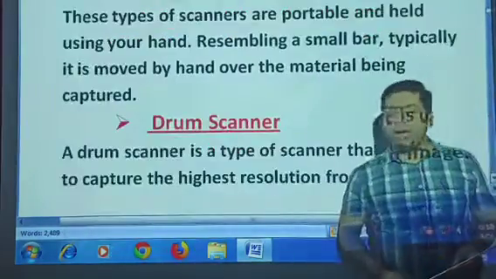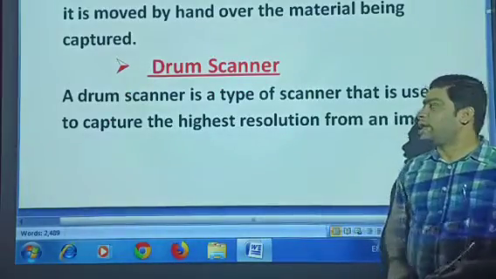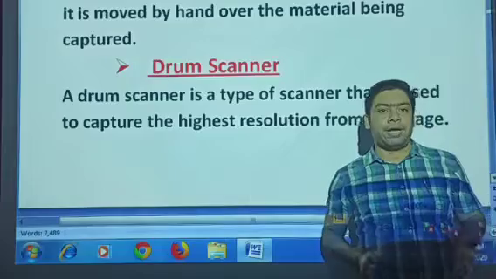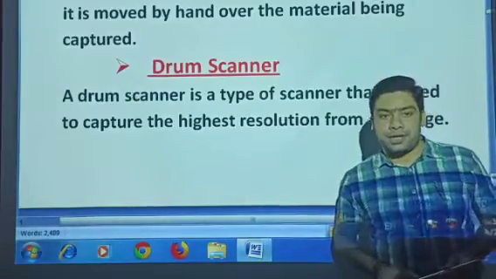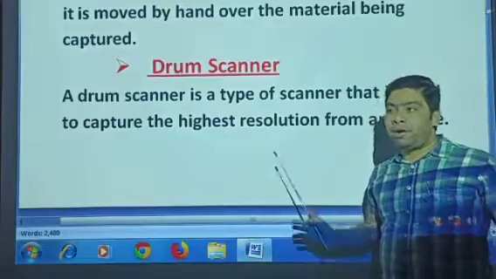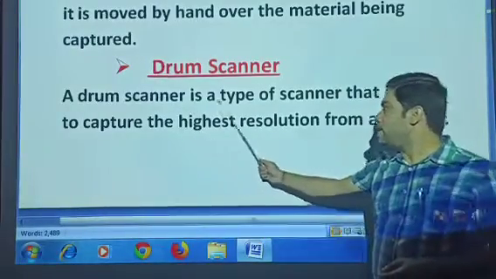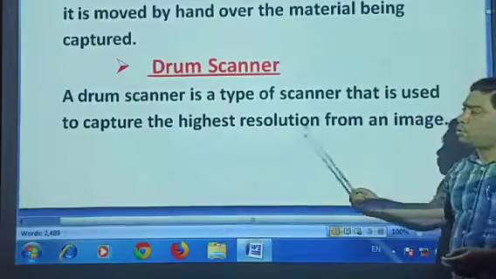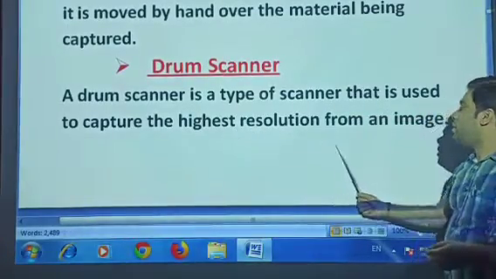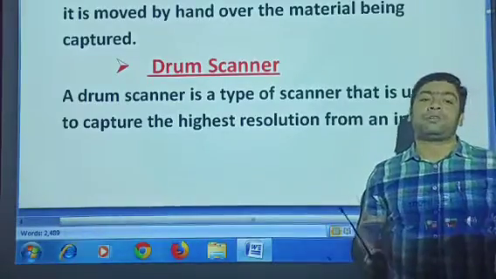After handheld, our next scanner is the drum scanner. Actually, it is a big, huge type of scanner, especially used to scan big objects like sheets, maps, etc. A drum scanner is a type of scanner that is used to capture the highest resolution from an image. So these are the types of scanners.